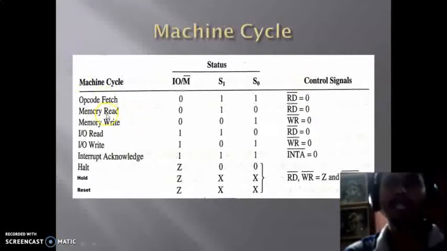In case of memory read, the status is 010, and this is also a read operation, and for memory write it is 001, and we have to provide a write signal here. In case of IO read, it is 110, which is a read operation, so the read signal will be active low at this time. And in case of IO write, it is 101, and at that time the write signal will be active low, because this is an input output write operation. So these are the machine cycles that can be performed by the 8085 microprocessor, and they can be drawn as a picture also. So first we will try to understand the opcode fetch.